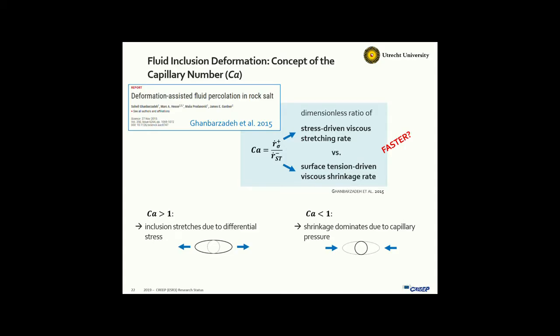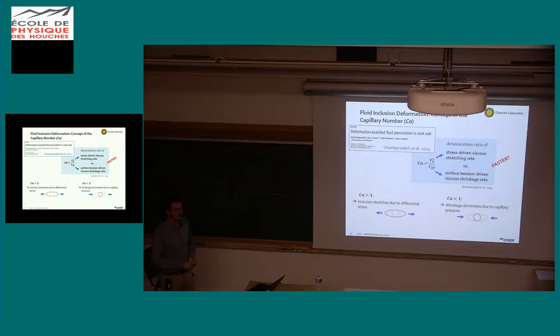Which means that if this number is above 1, an inclusion would be stretching with the material, because the internal forces of keeping it in its original shape is not strong enough. And if it's below 1, that would mean the inclusion basically stays in its spherical shape no matter what differential stress you apply. So in the end, it's important to see which of these rates is faster.